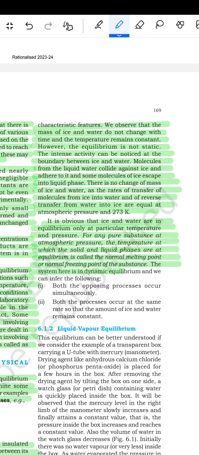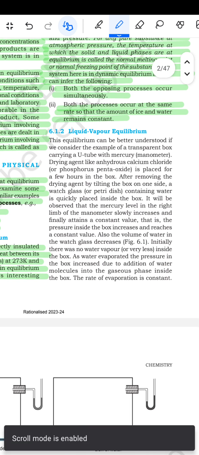The system here is in dynamic equilibrium and we can infer the following. Both the opposing processes occur simultaneously. Second, both the processes occur at the same rate so that the amount of ice and water remains constant. Now comes liquid-vapor equilibrium.